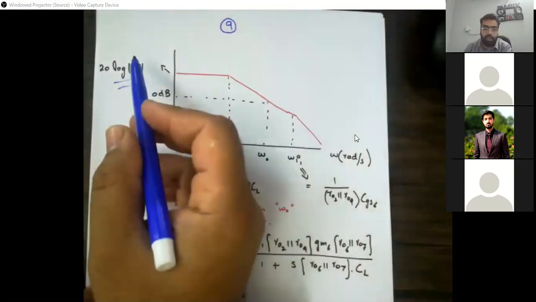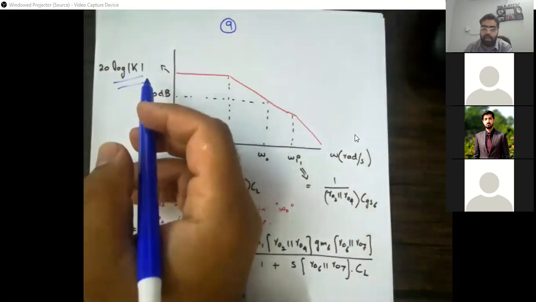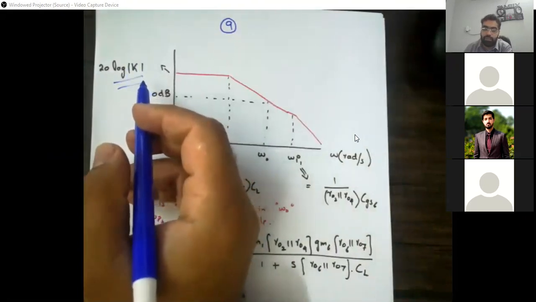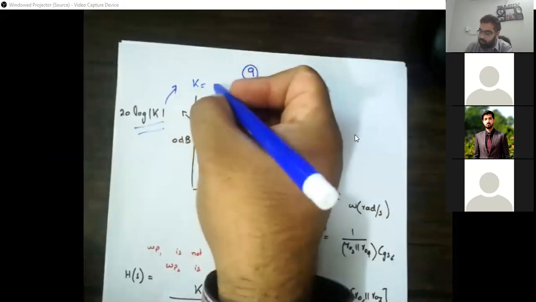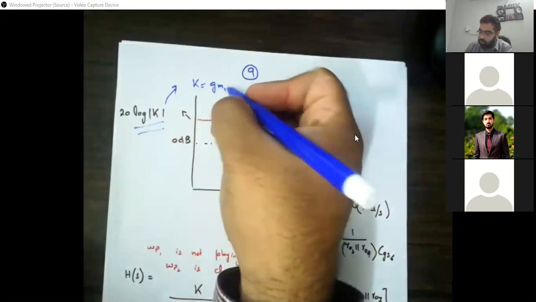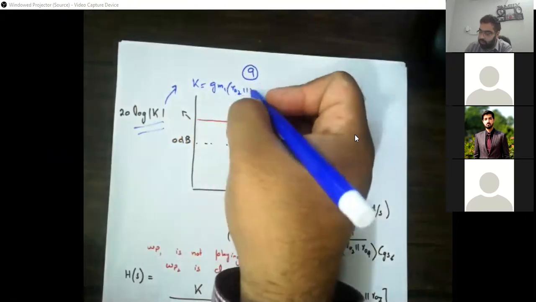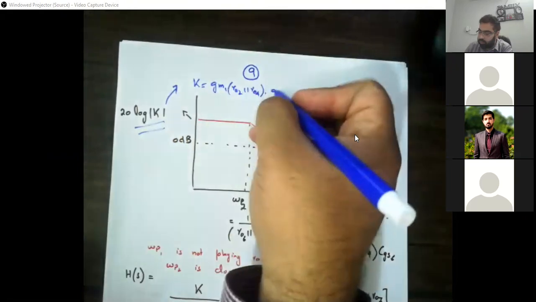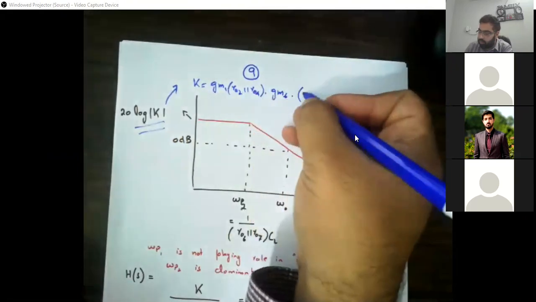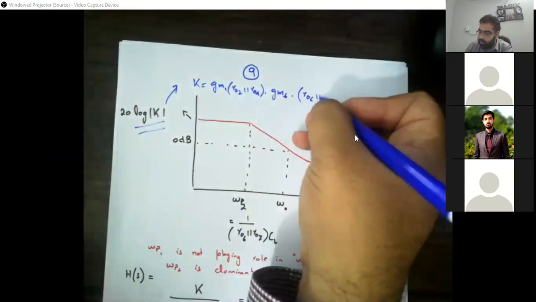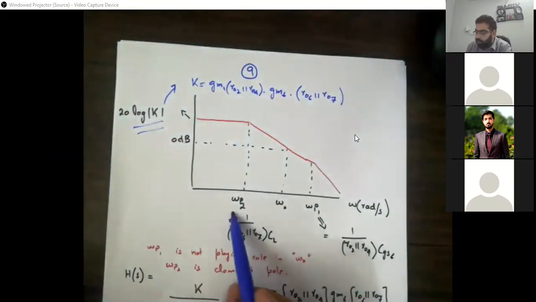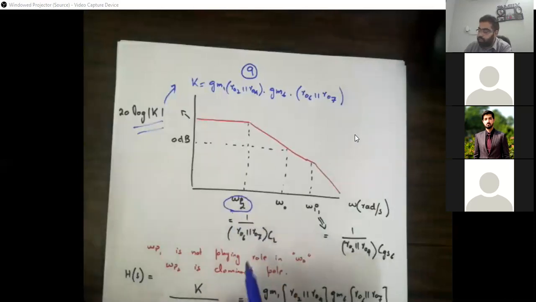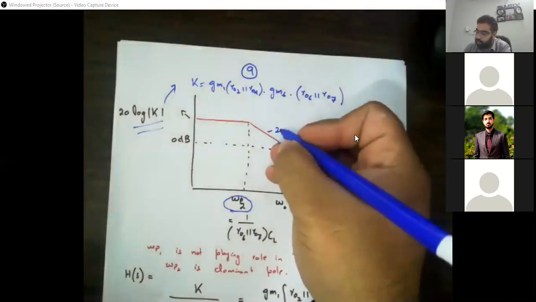20 log K, जो हम लोगों ने K की वैल्यू फाइंड की थी, GM1 times RO2 in parallel with RO4 times GM6 RO6 in parallel with RO7. So this is going to be GM1 times RO2 in parallel with RO4, GM6 times RO6 in parallel with RO7. ठीक है, तो ये गेन तो हमें पता चल गया, ये भी हमें पता चल गया. This one is omega p2. इसकी वजह से the decade starts at -20 dB per decade.